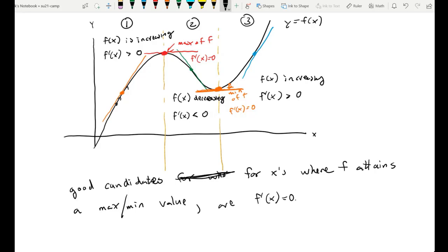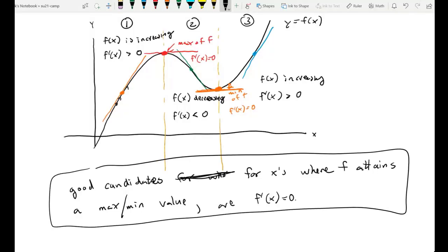It's not the only way, by the way. And just because the derivative is 0 doesn't mean you're going to get the maximum or minimum. But this is a very important observation here. A lot of your problems will be to find the maximum and minimum of a function. So you'll differentiate, and one of the things you'll do is set the derivative equal to 0 to solve for x, because that'll give you candidates for where the function indeed has a max or a min.